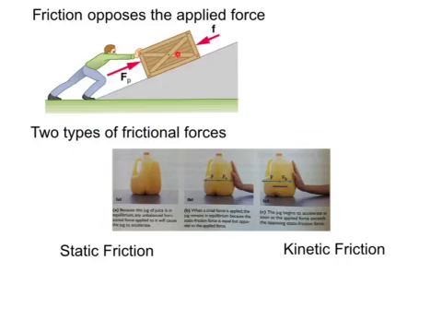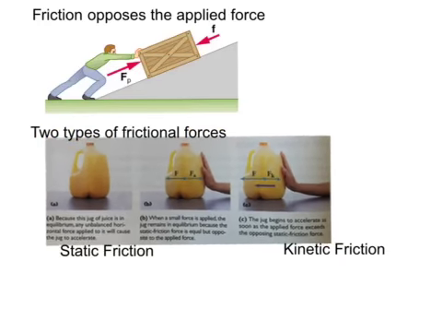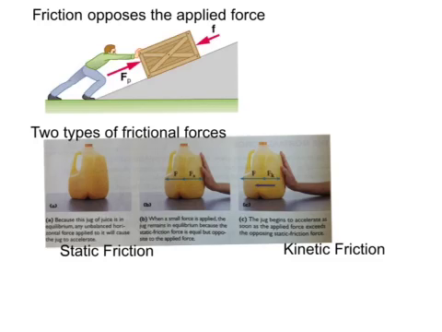So if I'm pushing on a box up an incline, my frictional force will push in the opposite direction. And there's two types of friction that we're going to be focused on right now: static friction and kinetic friction. So imagine I've got a jug of juice sitting here, and I begin to push on that jug of juice, or anything, right? You start pushing on something, and when a small force is applied, that object stays there in equilibrium because that static friction force is equal but opposite to that applied force.